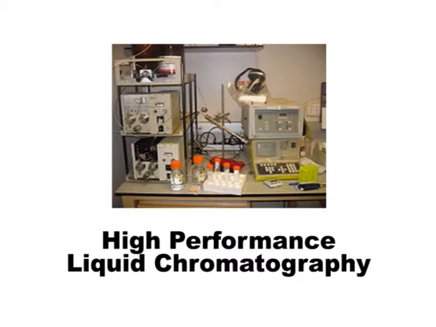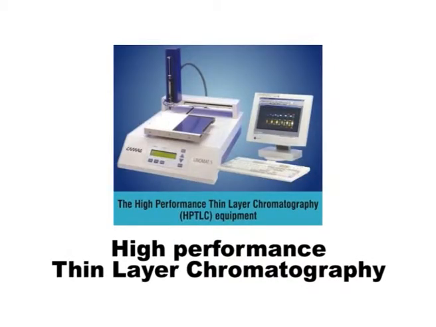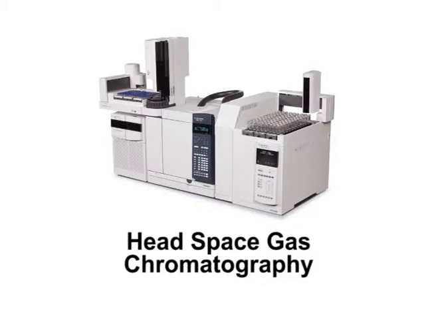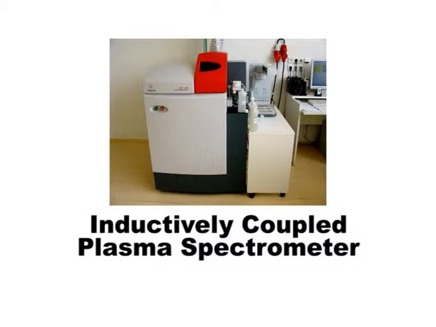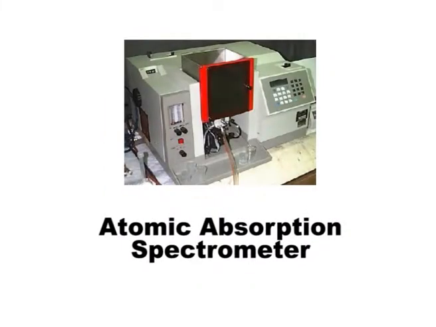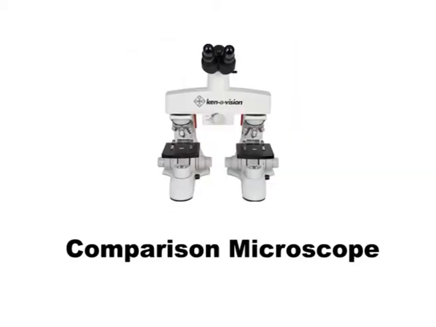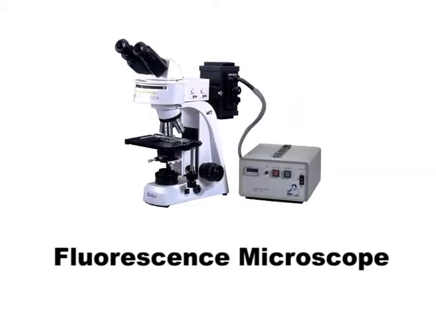Now we come to the list of modern equipment established in the laboratory. This is another section, we can say, which houses the sophisticated instruments of the Forensic Science Laboratory. They are namely high performance liquid chromatography, high performance thin layer chromatography, head space gas chromatography, Fourier transform infrared spectrometer, inductively coupled plasma spectrometer, atomic absorption spectrometer, UV visible spectrophotometer, comparison microscope, fluorescence microscope, apart from other instruments.